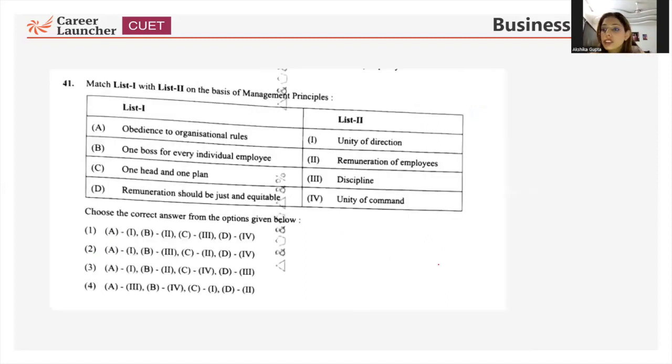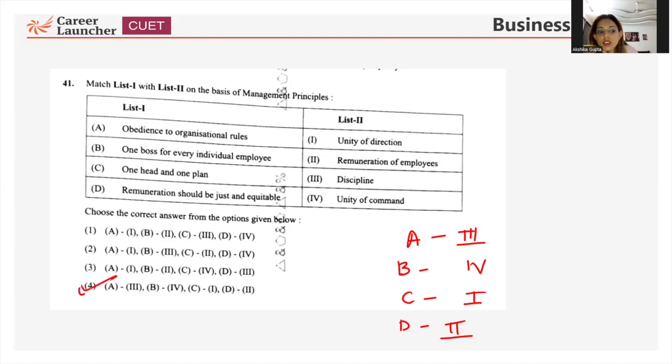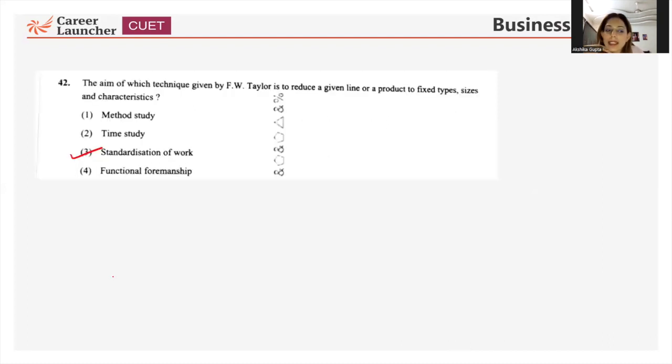Then we have to match the principles of management with their respective definitions. So we have obedience to the organizational rules, that is your discipline. One boss for every individual, that is your unity of command. One head, one plan, that is unity of direction, and remuneration should be equal, that is remuneration of employees. So 3, 4, 1, and 2, that is your option 4, which is correct in this case.